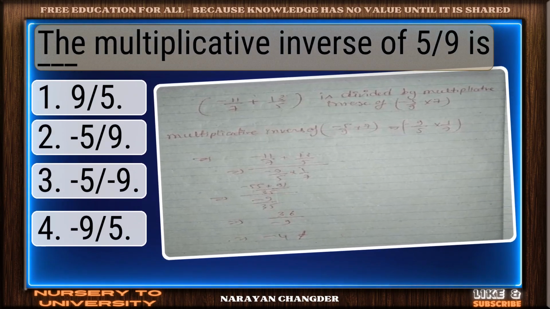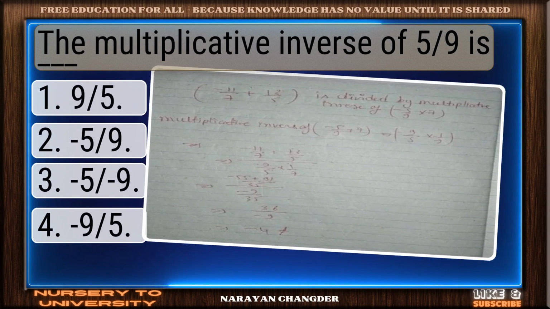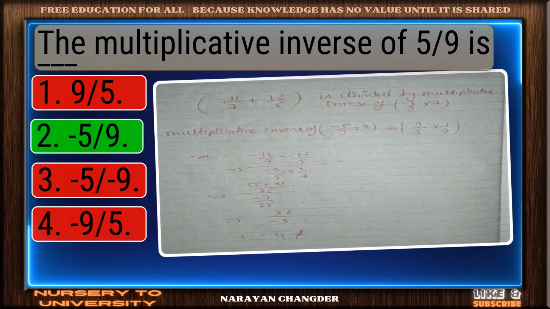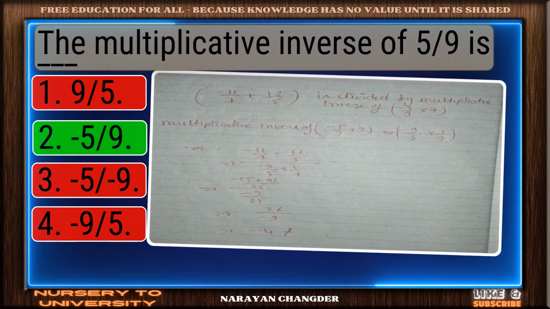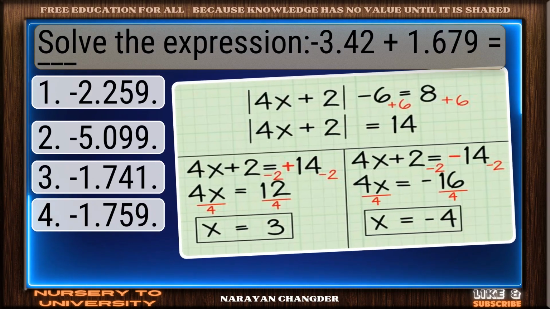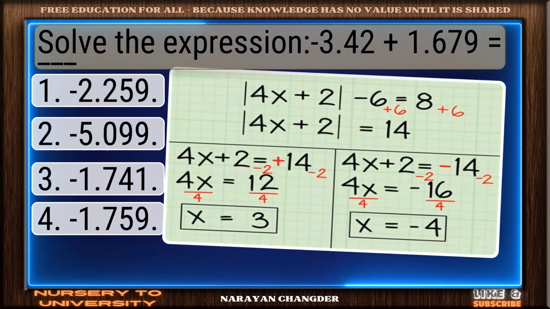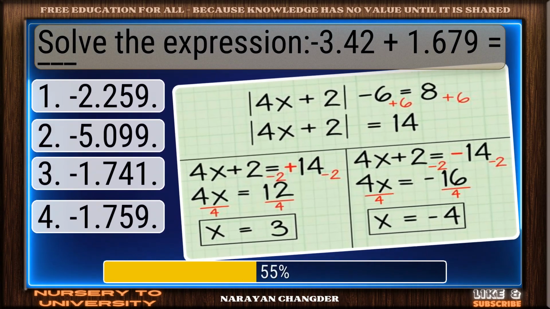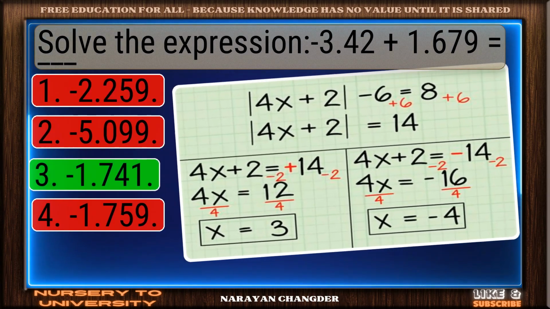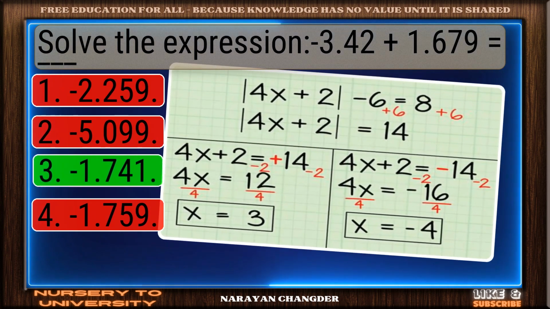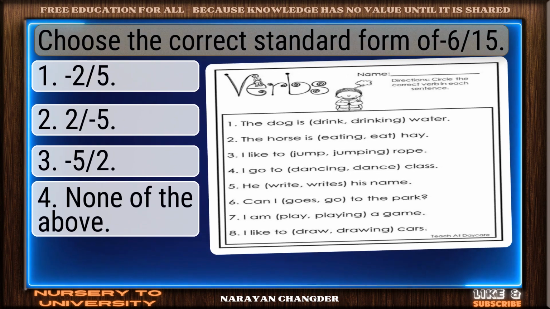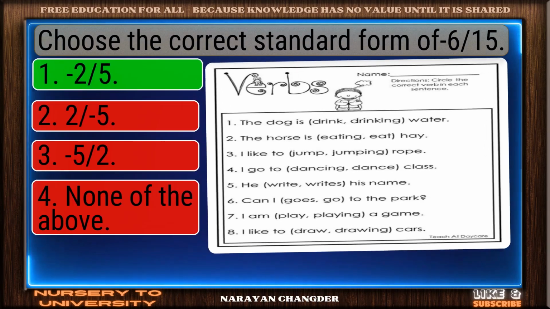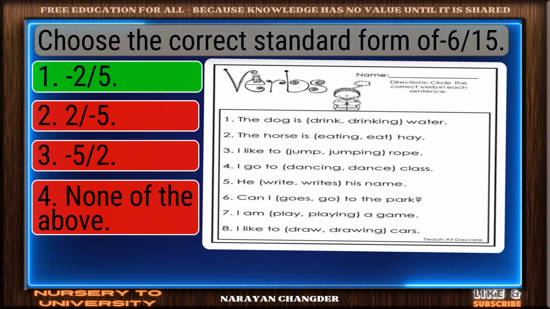Question number 18. The multiplicative inverse of 50/99 is dash. Correct response. 59 is the most accurate answer. Question number 19. Solve the expression 3.42 plus 1.679 equal to dash. Right choice. 1.741 is the best answer. Question number 20. Choose the correct standard form of 60/15. Excellent. 2/5 is a brilliant choice.